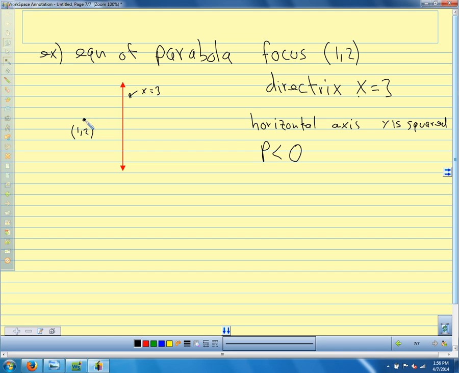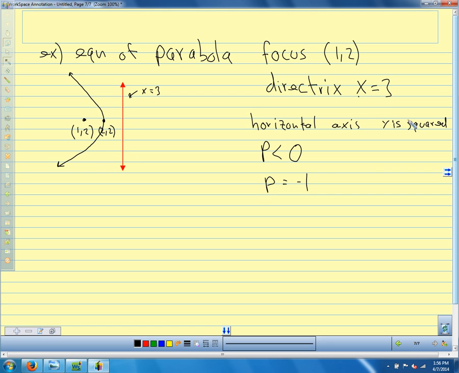p is 1, because our distance from the point (1, 2) to the line x equals 3 is 2 units, and that's 2p. And it's less than 0, so p is negative 1. So we move over 1 unit from the focus to get to my vertex. Where would that put my vertex? (2, 2). So here's my parabola. It goes like this. p is negative 1, my vertex is at (2, 2).